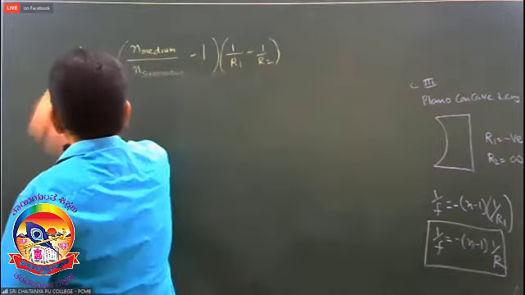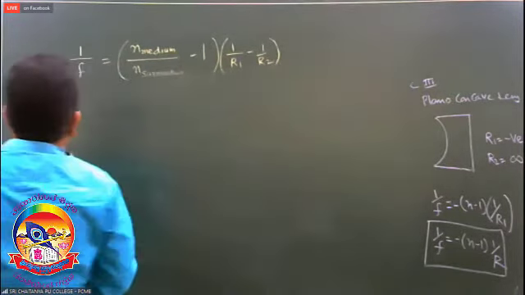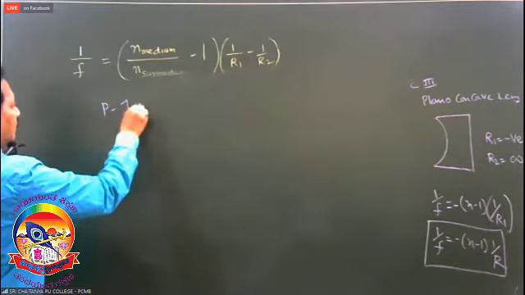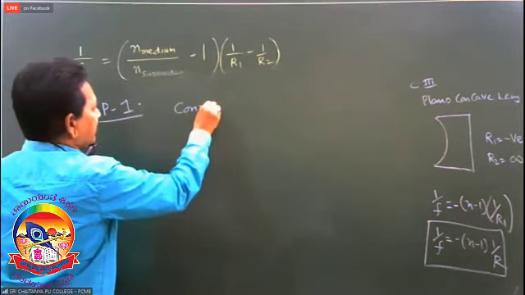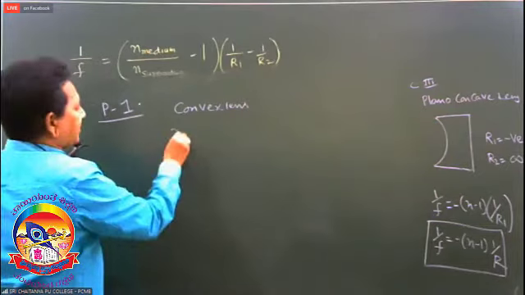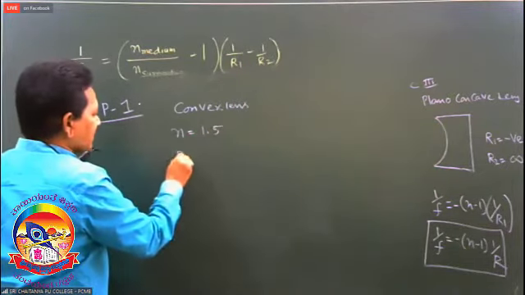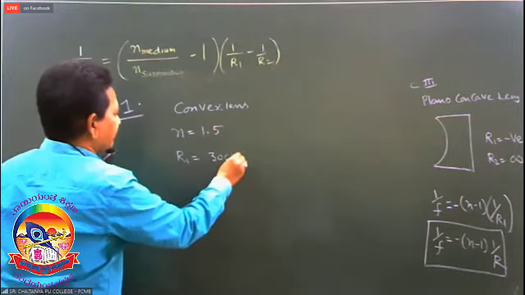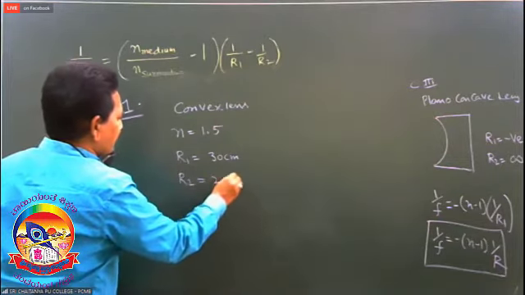Problem number 1. It is given that the nature of the lens is convex, refractive index 1.5, radius of curvature of the first surface 30 centimeters, radius of curvature of the second surface 20 centimeters.